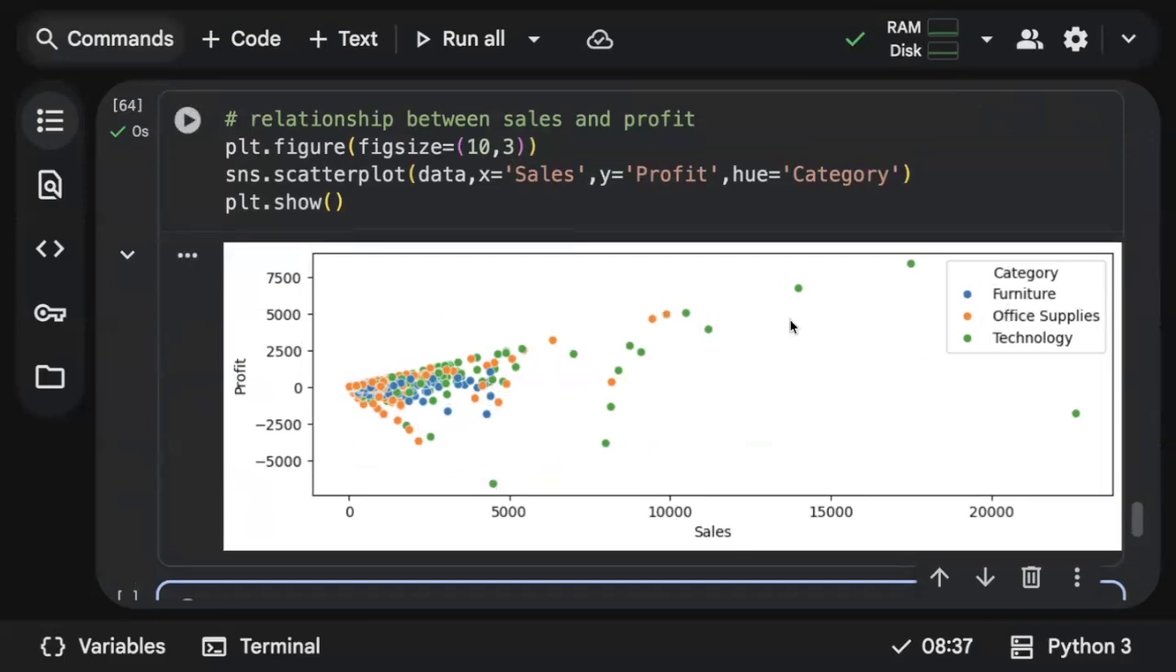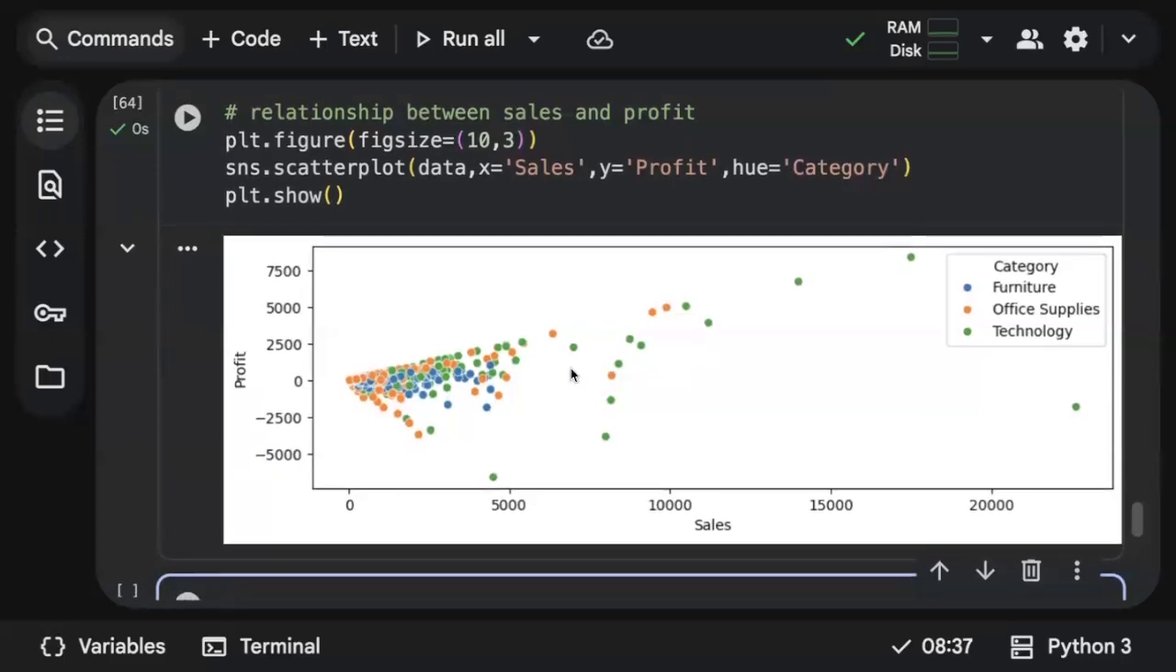So blue color ones are representing furniture, office supplies are represented by orange color bubbles, and technology related are represented by green color bubbles. This is how you find the relationship between two different variables using a scatter plot, and you can also introduce a hue in order to understand the same relationship with respect to different categories. This is so interesting, right? In all the cases, as sales is increasing, the profit is also increasing. For all the cases, you could see the same positive relationship between sales and profit.